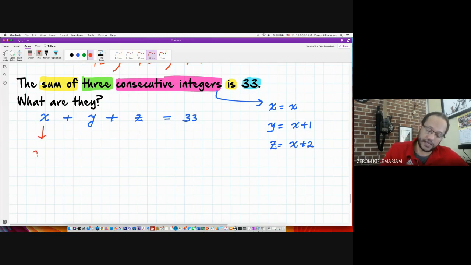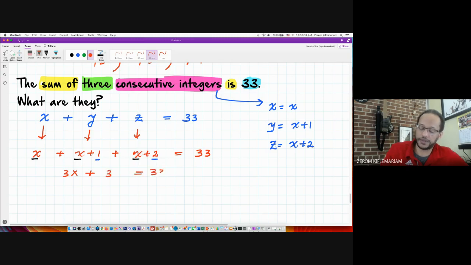What is X? X is just X. What is Y? I'm going to write it as X plus 1. What is Z? Z is X plus 2. Altogether, I'm hoping that's going to be 33. So now by looking at like terms, X will be 3x plus 1 plus 2 would be 3, altogether 33.